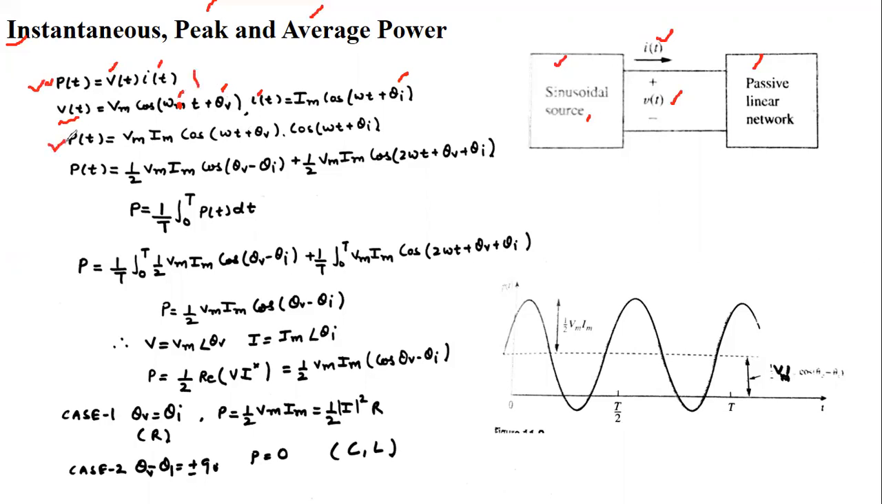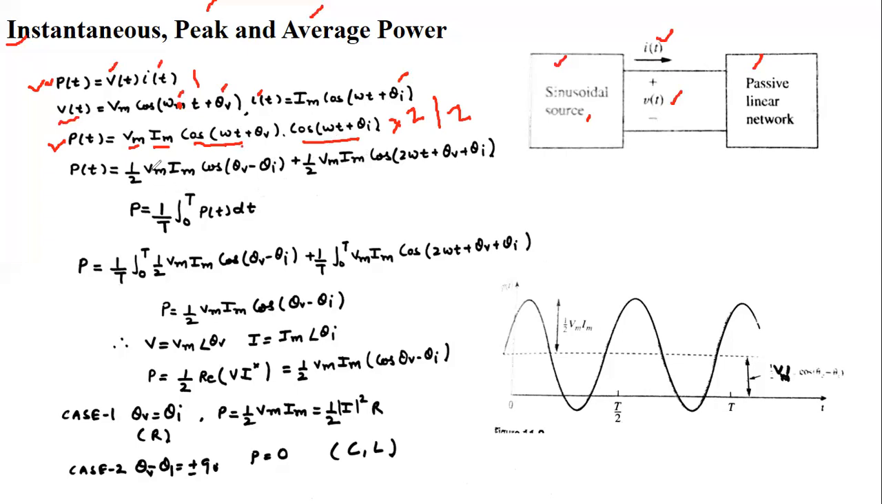So now p(t) becomes equal to Vm Im times cos(omega t plus theta v) times cos(omega t plus theta i). It has a term of cos A cos B. To solve this equation, we multiply by a factor of 2 and divide by a factor of 2. So this is 2 cos A cos B, and 2 cos A cos B is cos(A minus B) plus cos(A plus B).